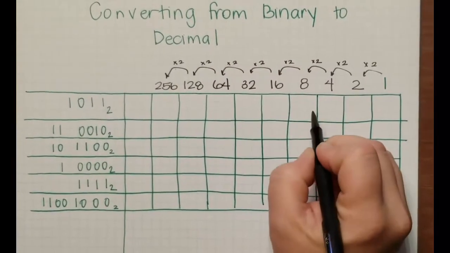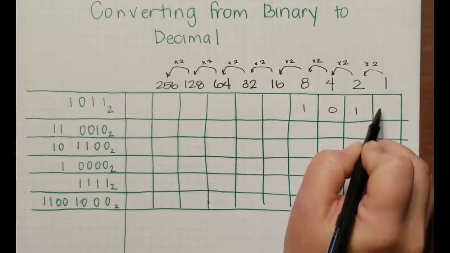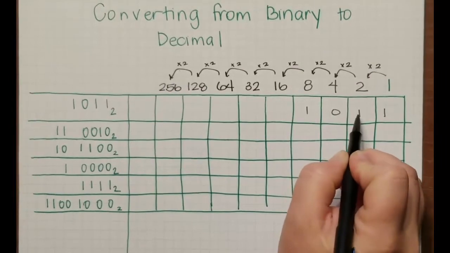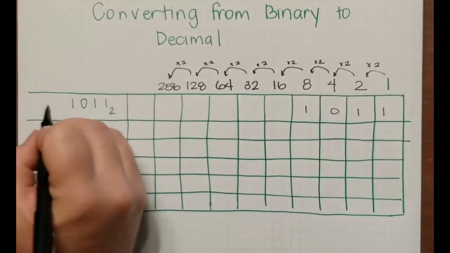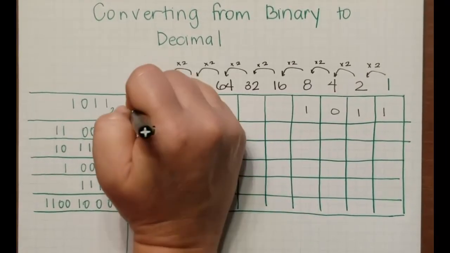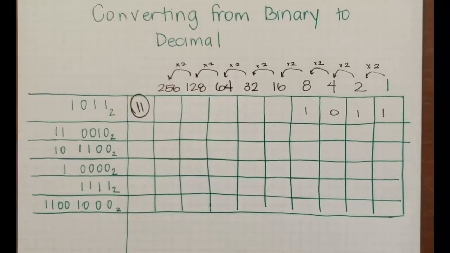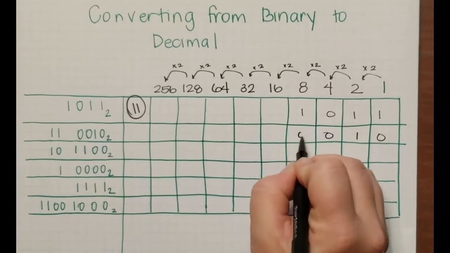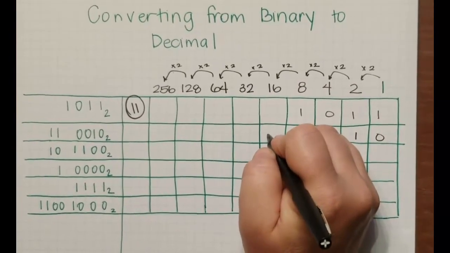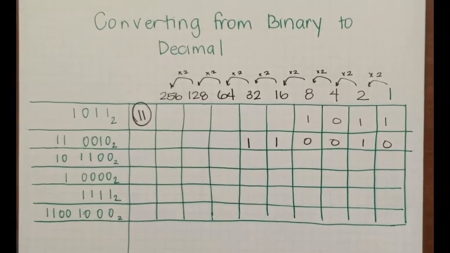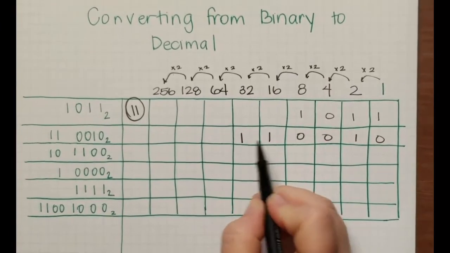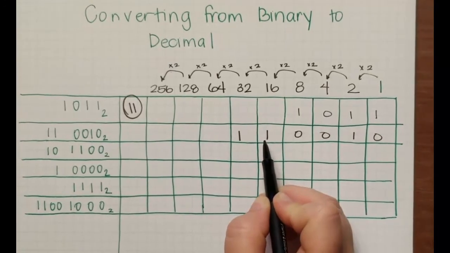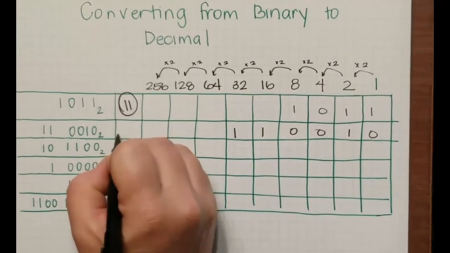So if I have 1, 0, 1, 1, right? That's 8. Plus 2, 10, 11. All right, so this one would be, I'll just put it in this little chart to make it a little easier for you to see. So 32 plus 16, that'd be 48. Plus 2 more, 50.